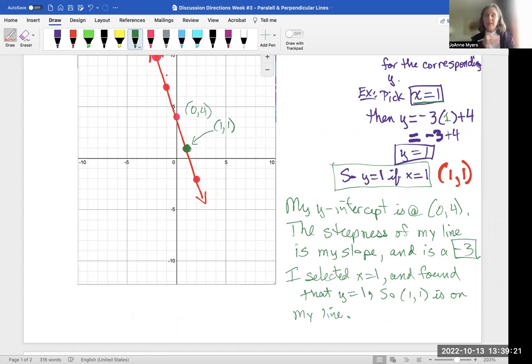This line, this red line with the infinite dots, is a visual representation of all of the solutions for the original equation. The original equation is y equals -3x plus 4. Yes, I've rewritten the original equation, but this is still the original equation we were given.